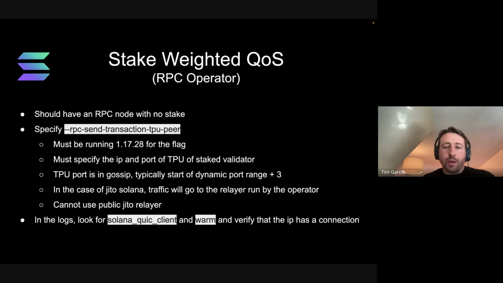Right, the dynamic port range. So the dynamic port range, let's say it starts at 8,000 on your box. The TPU port address is 8,000 plus 3, so 8,003.